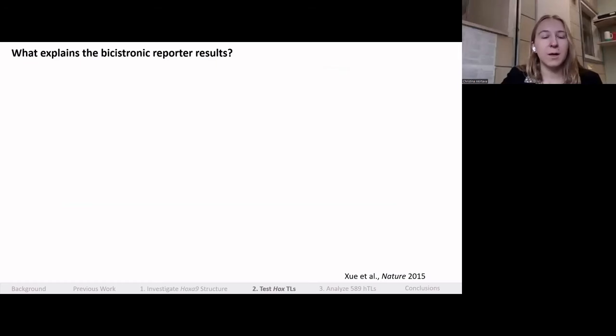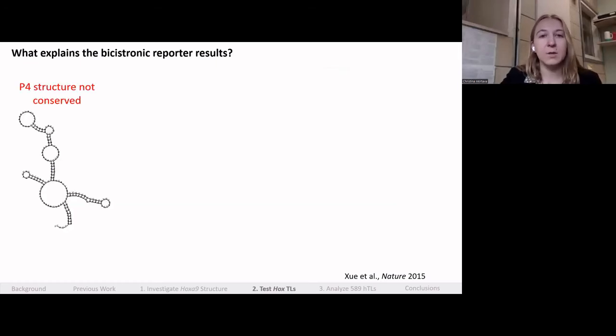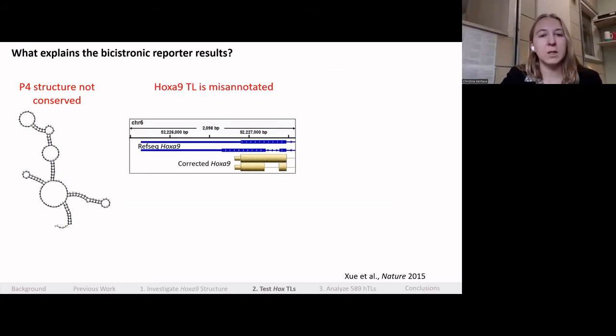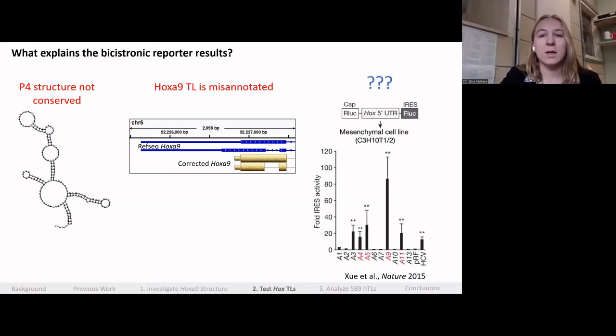So far, we found that the putative HOXA9 IRES is not structurally conserved. And we found that the HOXA9 transcript leader is misannotated. But what then explains the reporter results from Zhu et al., which saw F-Luc activity of these HOX transcript leaders?